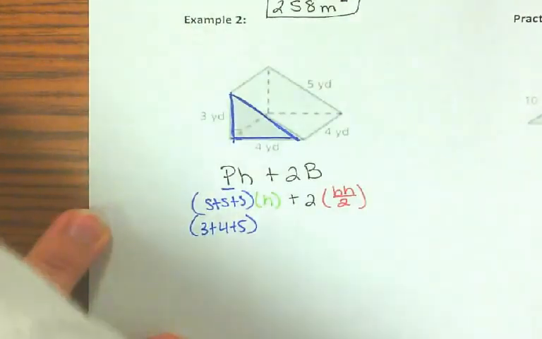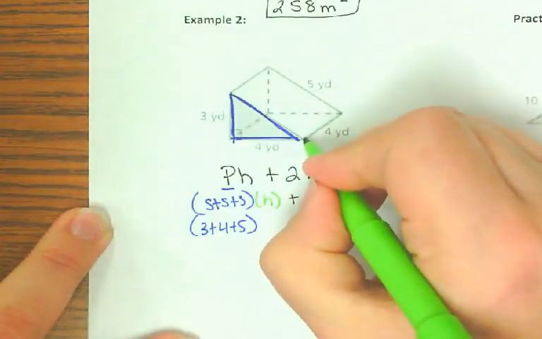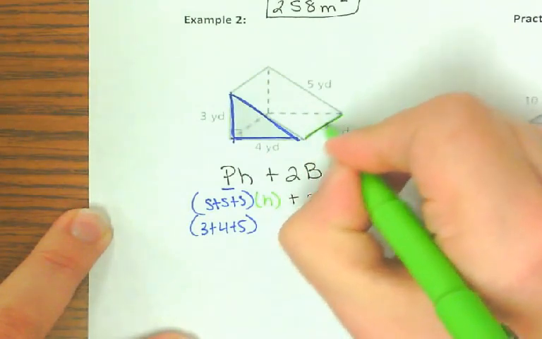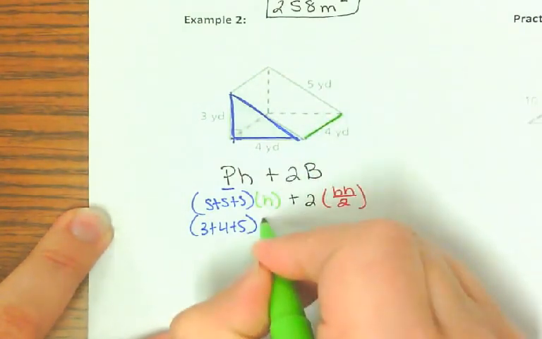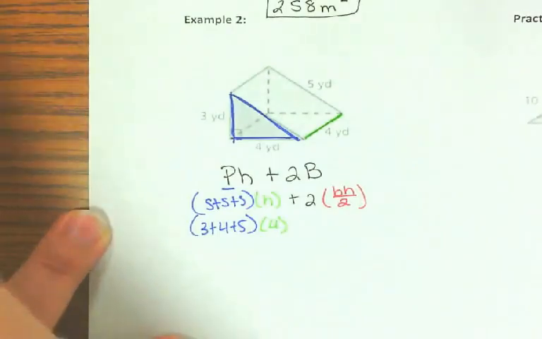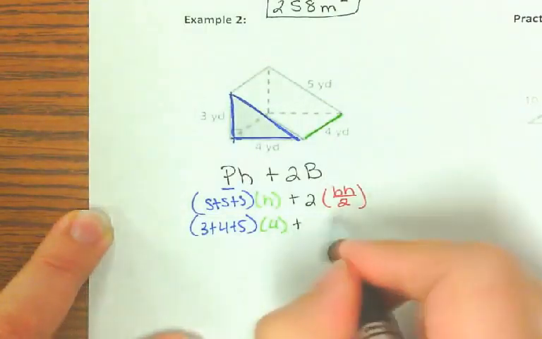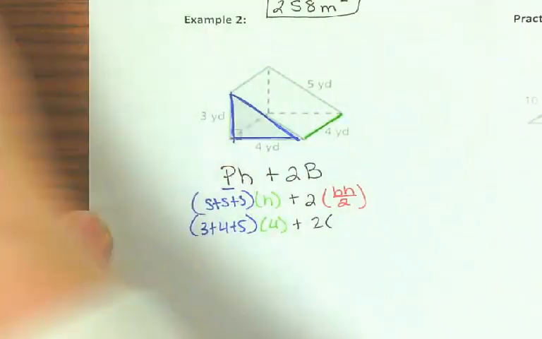The height of the triangular prism is right here. It's the distance between those 2 triangles. So the height is going to be 4, plus 2 times the area of the base.